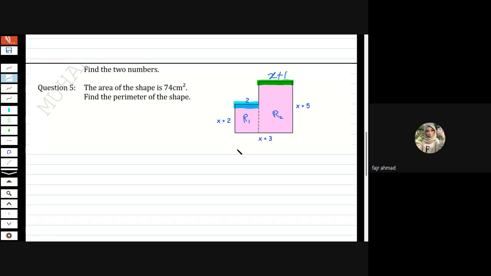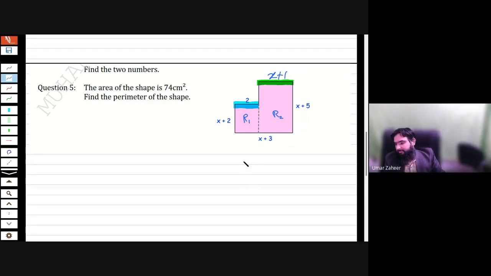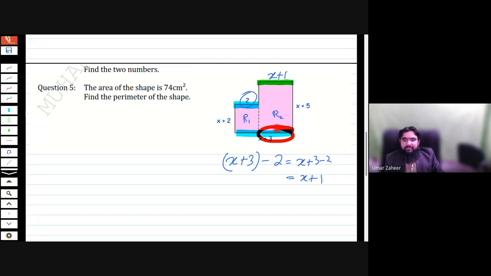Okay? Sir, how did we get x plus 1? We just have to subtract, because this bigger length is x plus 3, right? From this x plus 3, I'm going to subtract this 2. So x plus 3 minus 2 will be x plus 1. From the bigger length, I just subtract this small length, and what you get is the rest of the length. Is it clear? Yes, sir.